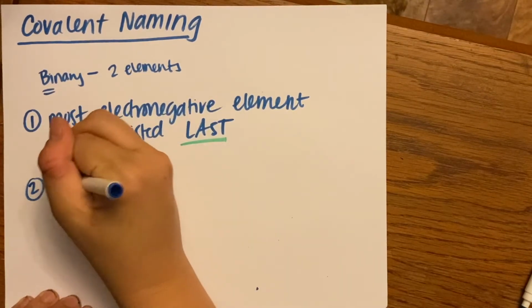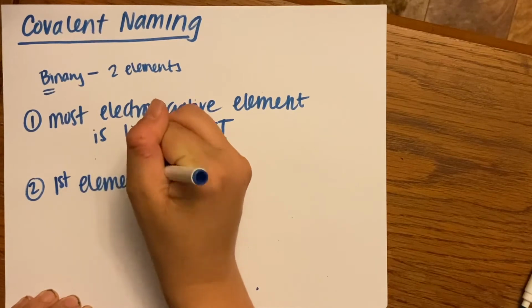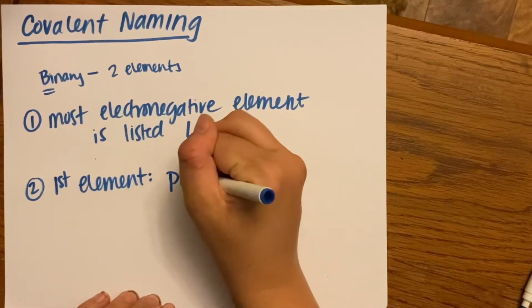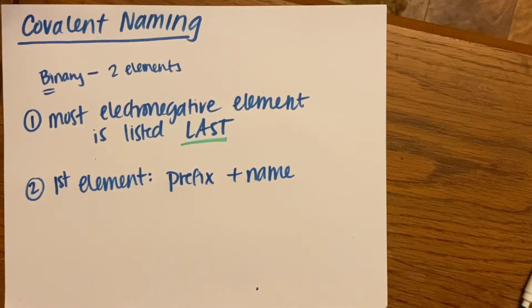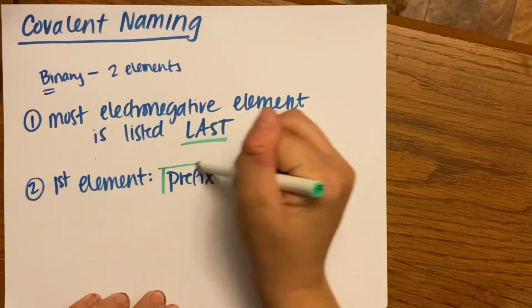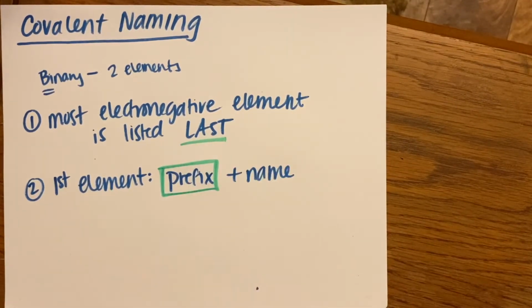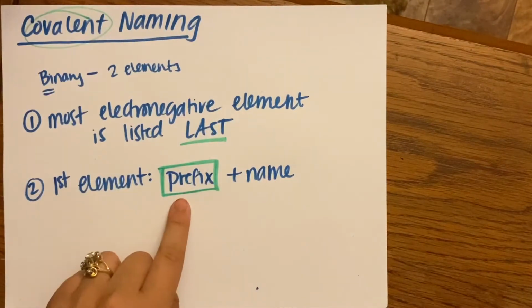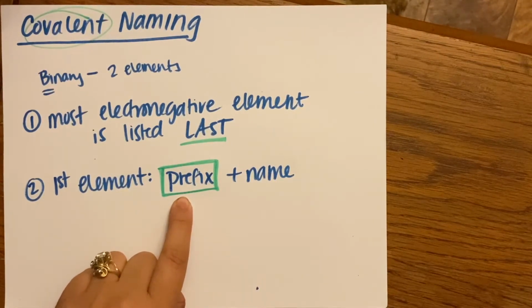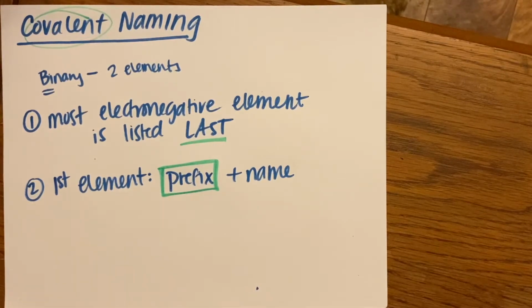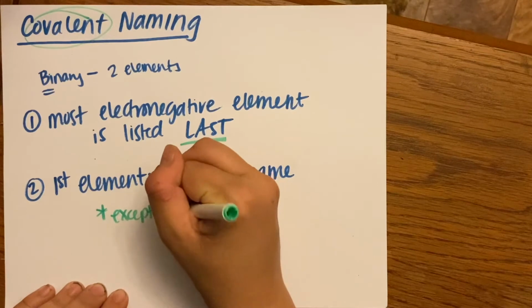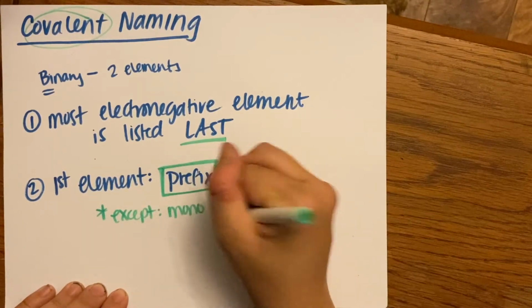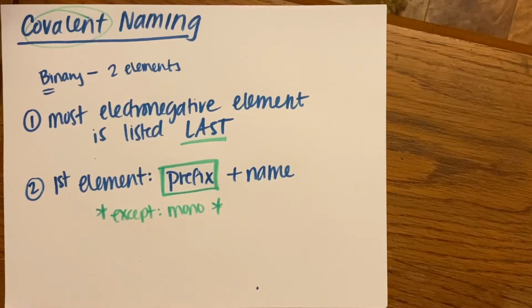Because for your first element, all you do is you have a prefix plus the name of the element itself. And this is the part that confuses everyone when we start talking about covalent naming, because you do not have prefixes in ionic naming, but you do have prefixes in covalent naming, so watch out for that. The only little exception to the rule with the first element is mono. You don't ever start something with mono.